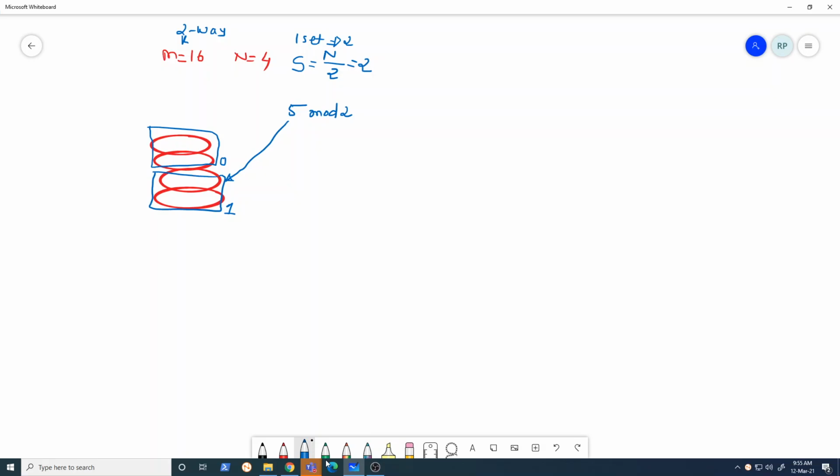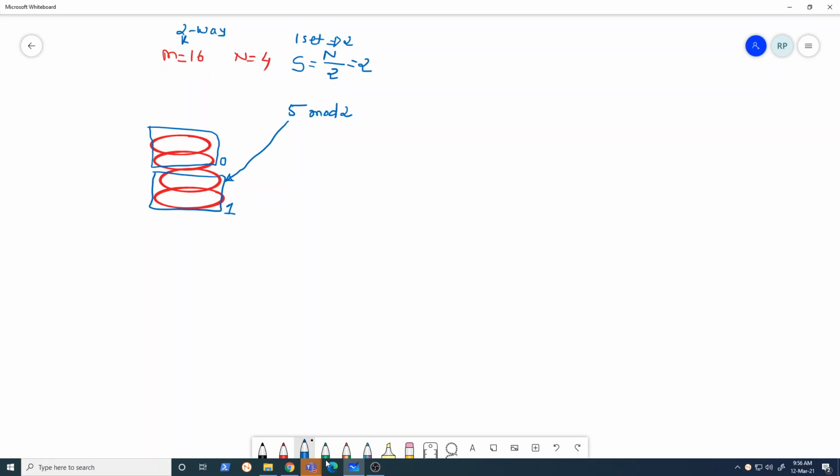What will be the tag value of it? To find out the tag value, you can find out how many blocks are in competition for this. Total 16 blocks are there and we need to bifurcate them into 2 sections. So 8 blocks are in competition for set 1, and 8 are in set 0. So 3 bits are required.